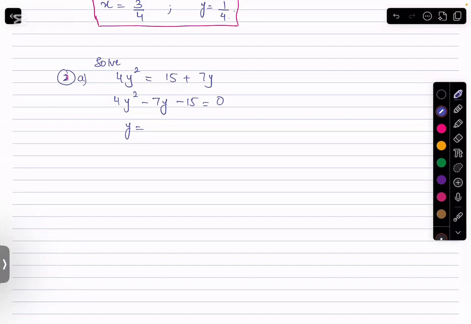Yes. Yes, what are the y values? Why is it taking so long?